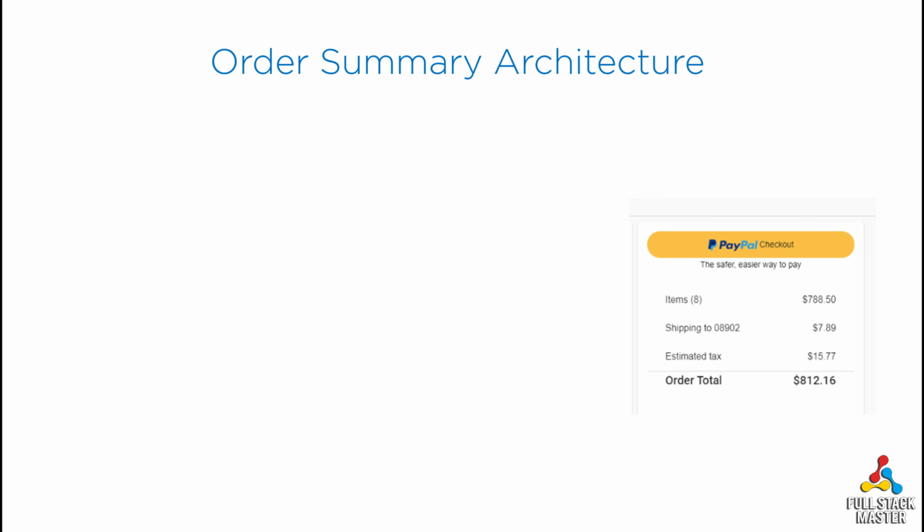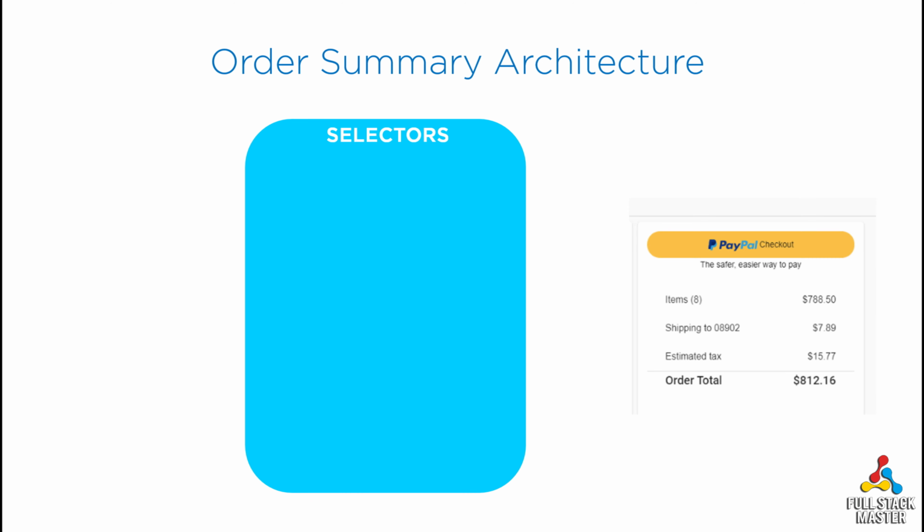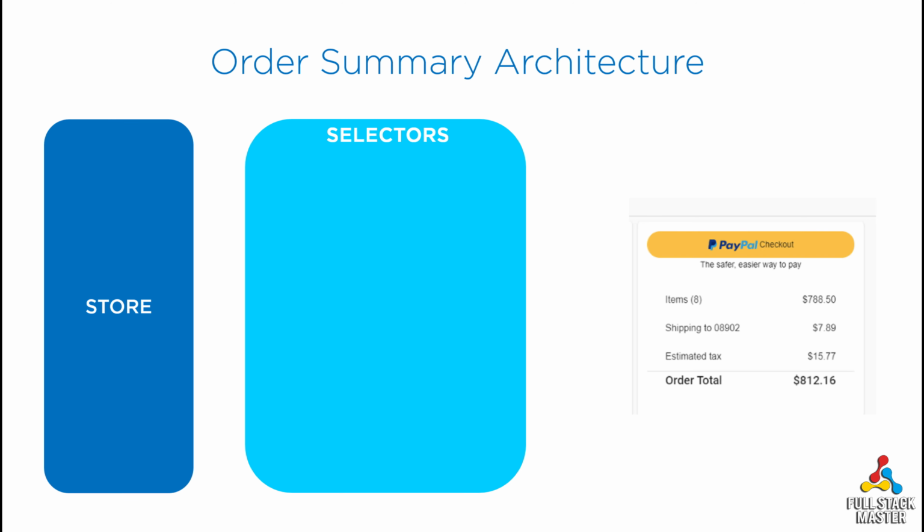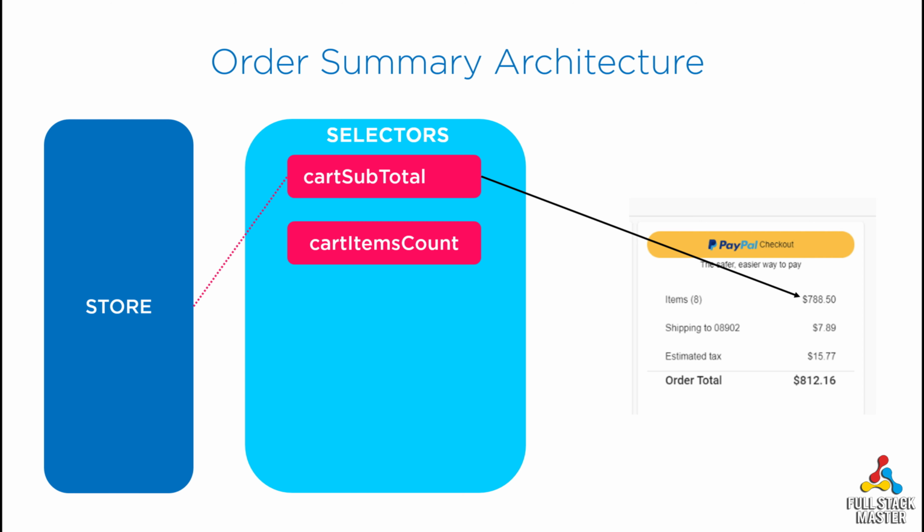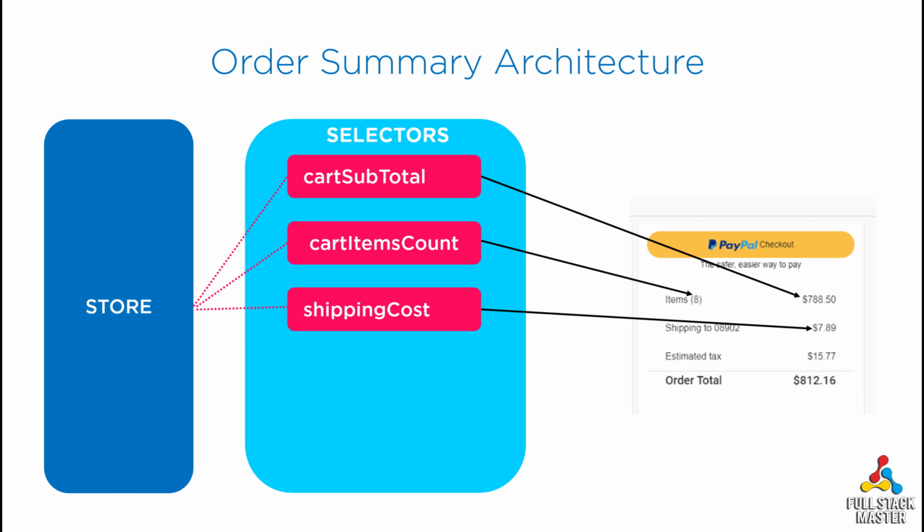See this order summary view. In order to build this view, we need to write selectors which will be attached to the store. First we will create a cart subtotal selector that will query the store and return the subtotal value into the summary. Next, we will create a selector cart items count which will return the total item count and pass it to the view. Next, we can generate a shipping cost selector to get the shipping cost data that will come into the view.